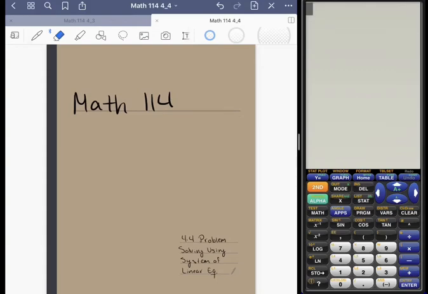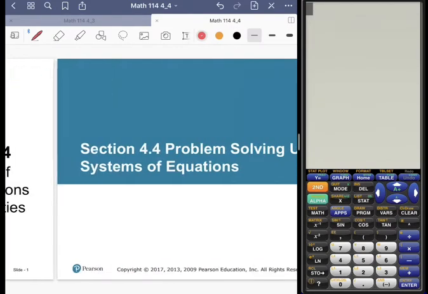Hello everyone, this is Math 114, 4.4, problem solving using systems of linear equations.